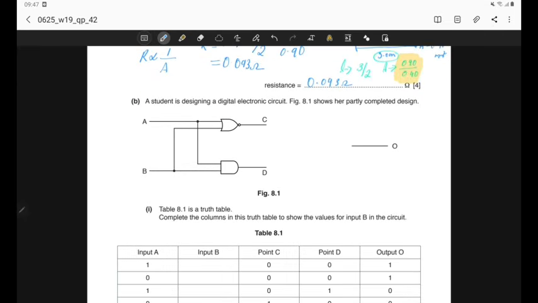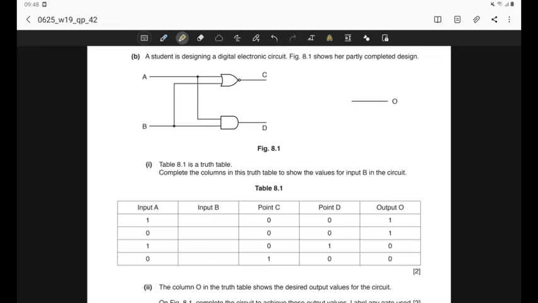Part B, a student is designing a digital electronic circuit. Looking at the circuit, we can understand there is one NOR gate and one AND gate. Let's look at the truth tables of NOR gate and AND gate separately. So for NOR gate, when the inputs are 0, 0, the output will be 1, and when it is 0, 1, output will be 0. When it is 1, 0, output will be 0. When it is 1, 1, output will be 0 again.